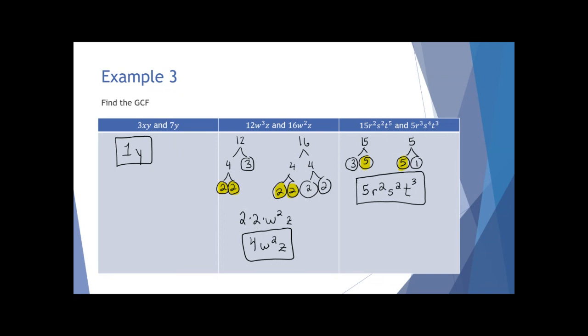So you can see with the variables that you don't even really need to do any thinking other than which number is smaller, which exponent is smaller. The hard part is the number part to find the GCF.